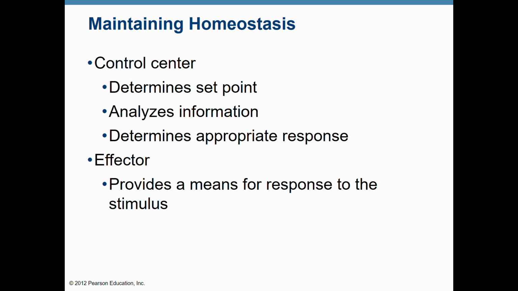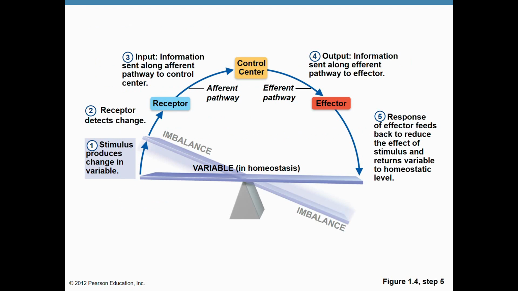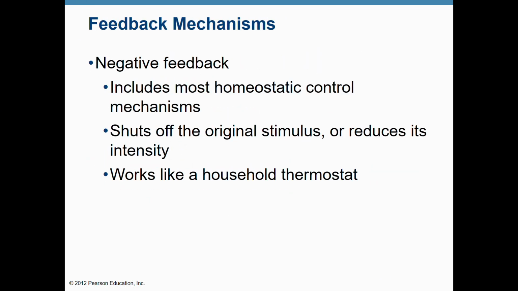So, from the control center to the effector. So, now the effector will now provide the information as a response to the stimulus. So again, this is how homeostasis works. Then we have this feedback mechanism. What are these feedback mechanisms? We have two types. So negative feedback mechanism includes most homeostatic control mechanism.